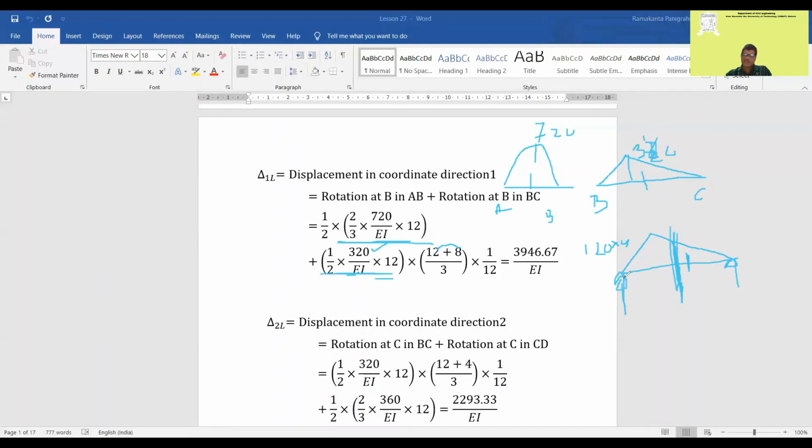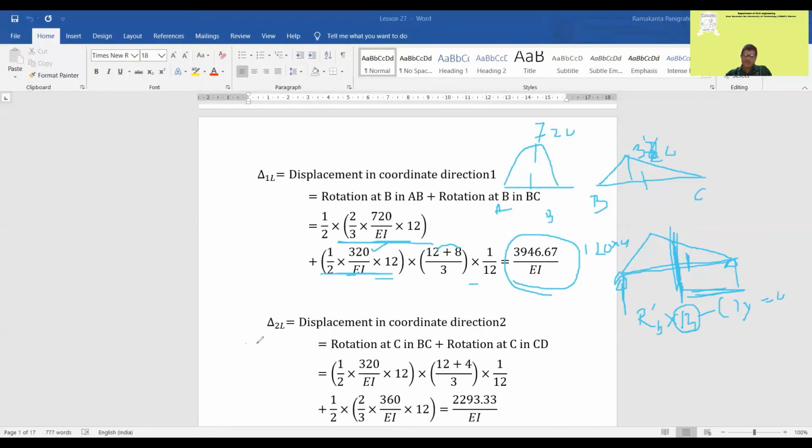Now you have to find out this reaction. So this reaction is this reaction into this distance. So RB dash into 12 minus this load, whatever the load you will find out, load multiplied by this distance, is equal to 0. So that is why while calculating this, you have to take the CG from this end. So that is why it is taken L plus B by 3. Divide by 12, where 12 is the span. So that will give the displacement in coordinate direction 1, that is rotation at B in BC.